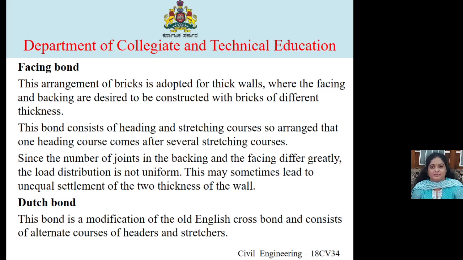So here the bond consists of heading and stretching courses so arranged that one heading course comes after several stretching courses. Since the number of joints in the backing and the facing differ greatly, the load distribution is not uniform. So this may sometimes lead to unequal settlement of the two thicknesses of the walls. Both have different joints.